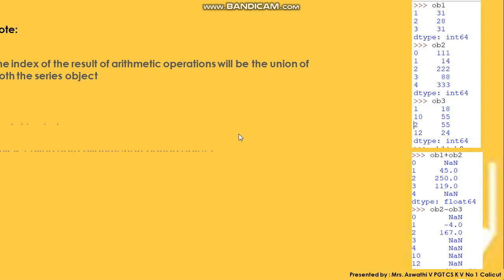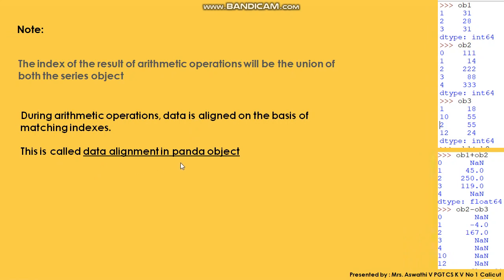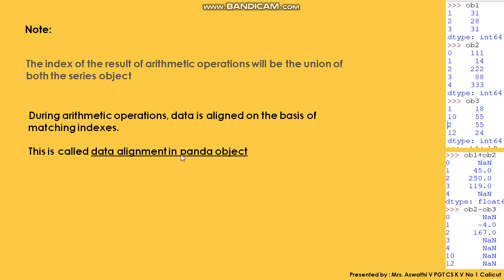Hope it is clear. The next point is, during arithmetic operations, data is aligned on the basis of the matching indexes, and this is called data alignment in a Pandas object. That's a new term that we are learning. What do you mean by data alignment in a Pandas object? During the arithmetic operations, the matching is done on the basis of the matching indexes. This is called data alignment in a Pandas object.